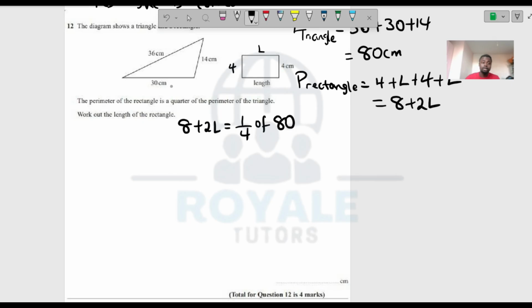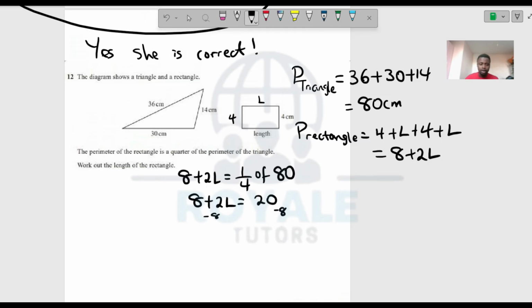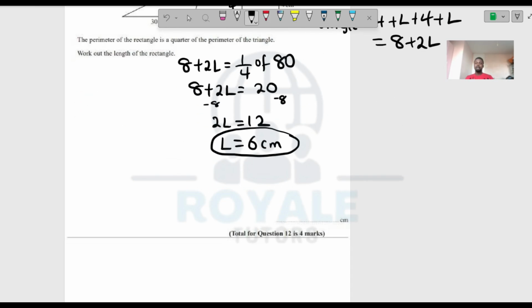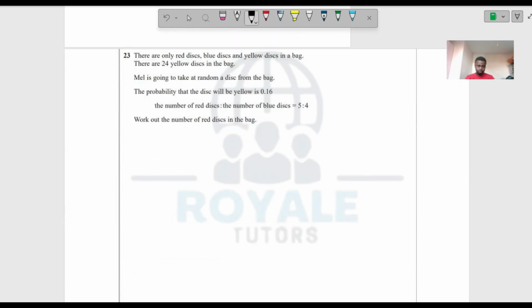Yeah. So we can solve this now. A quarter of 80 is 20. So here you can subtract 8 from both sides. If you subtract 8 from both sides, you're going to have 2L equal to 12. Then you divide both sides by 2, you have L is equal to 6. So the length of the rectangle is 6 centimeters. That's it. Then you have your 4 marks. All right, let's see the next question.